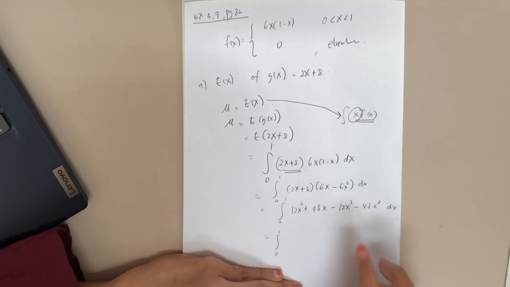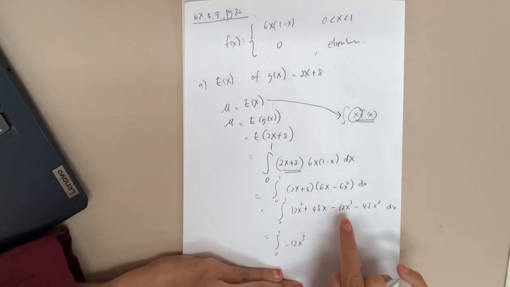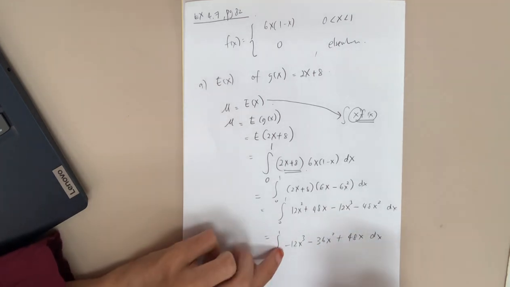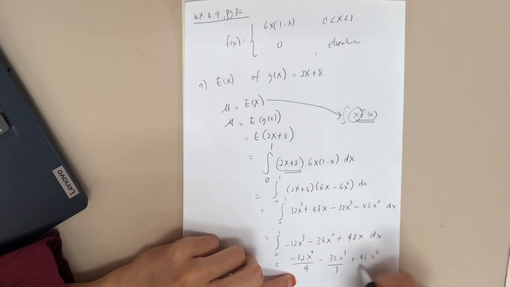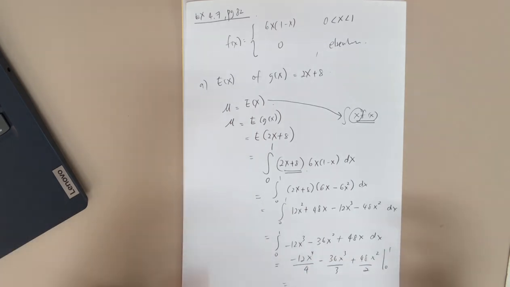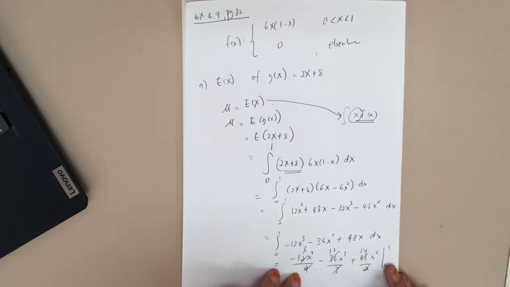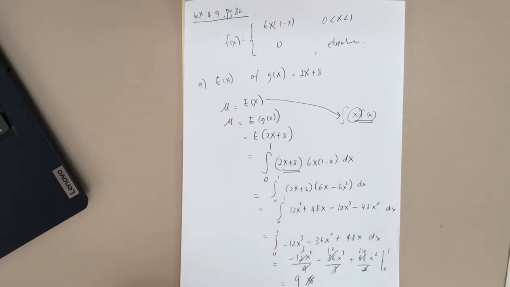What can be simplified: we have 12x cube and negative 12x cube. So you just rearrange according to the power, x cube, and then minus minus, so it will be minus 36x squared, and then plus 48x. Okay, so integrate. So we have negative 12x^4 over 4 minus 36x cube over 3 plus 48x squared over 2, and then substitute 0, 1. Either way, you can simplify first or substitute directly, as long as the final answer is simplified. So the final answer that you should get is 9.